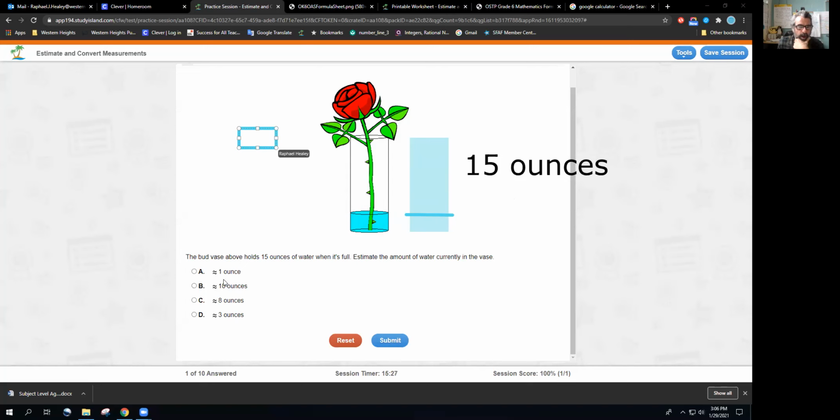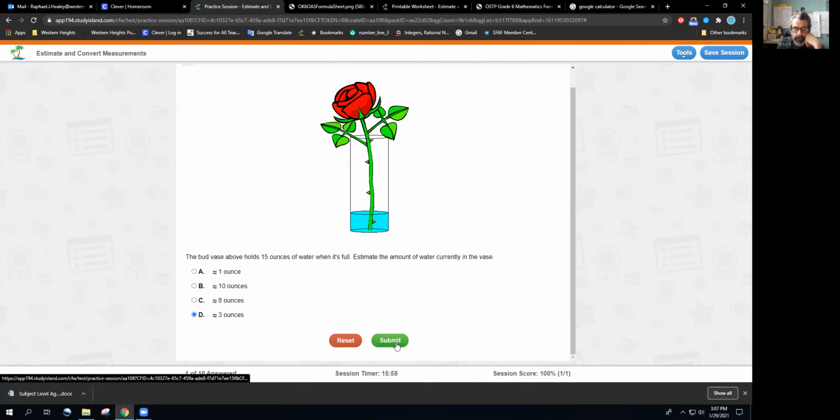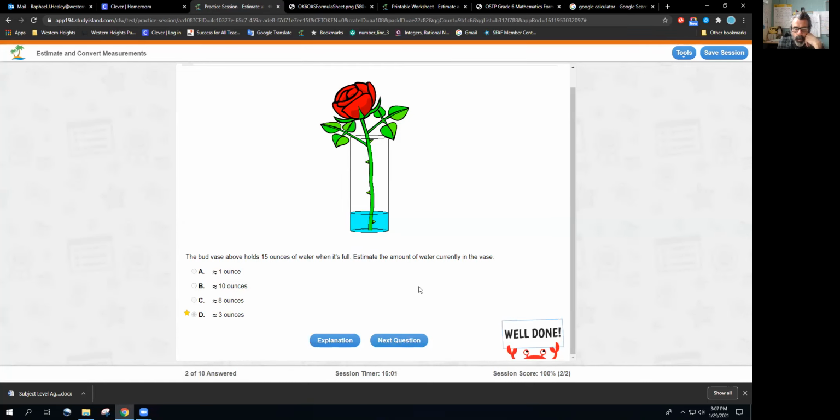1 ounce is too small, right? So this is what estimating means. To estimate, right here, that keyword right there, is like a smart guess. A smart guess. So 1 ounce is too small. 10 ounces is too big because it's 15 ounces. 8 ounces is close to 15. So it has to be 3, right? Okay, so let's do 3 ounces. Well done.